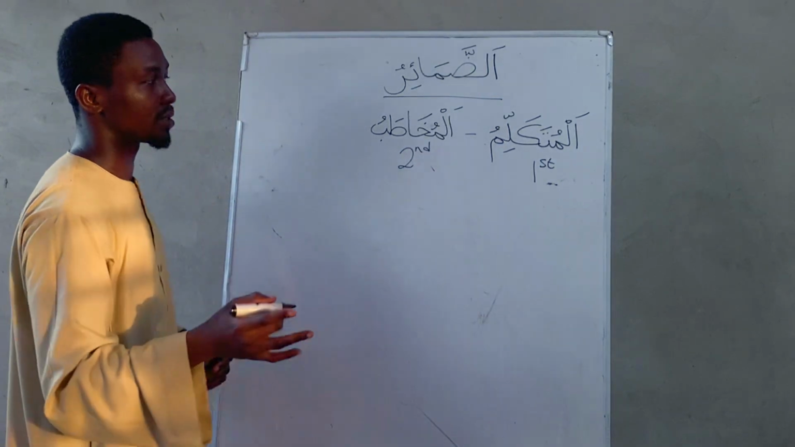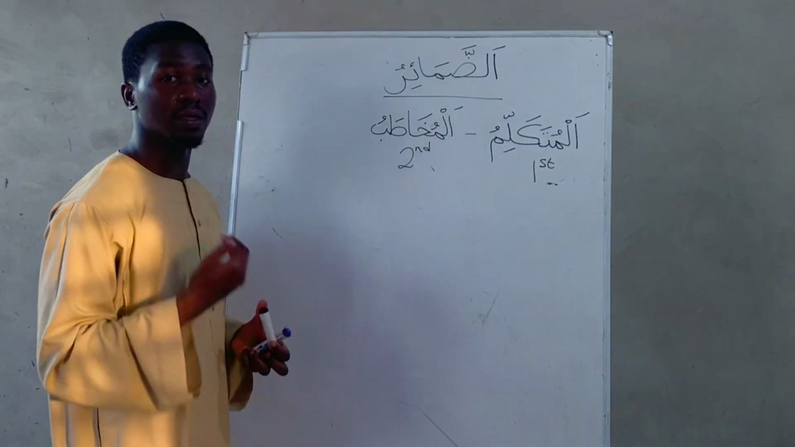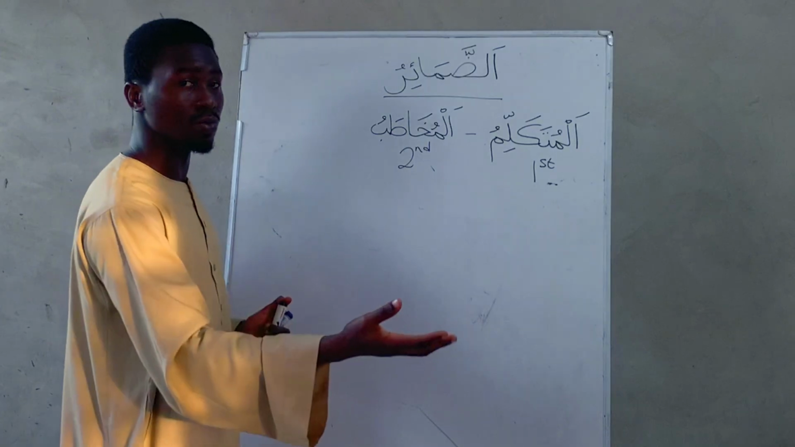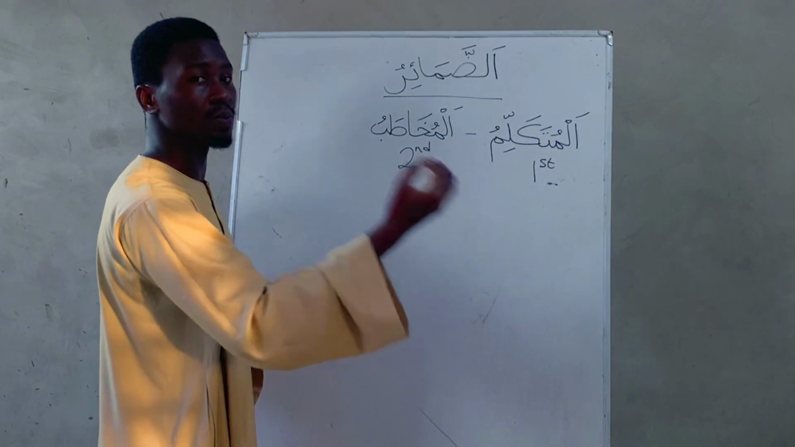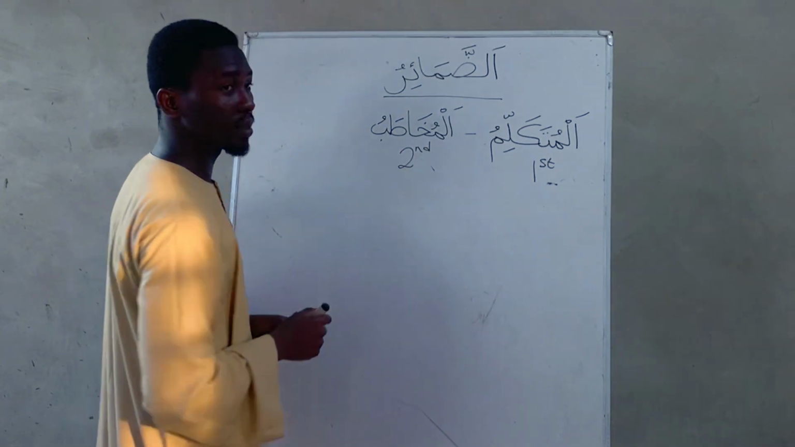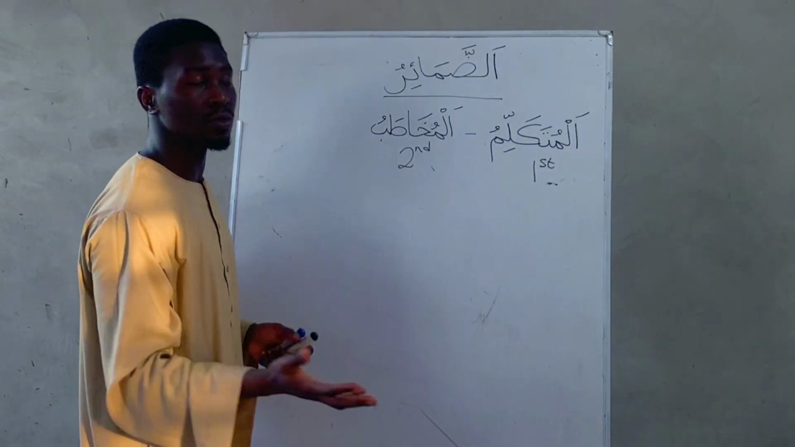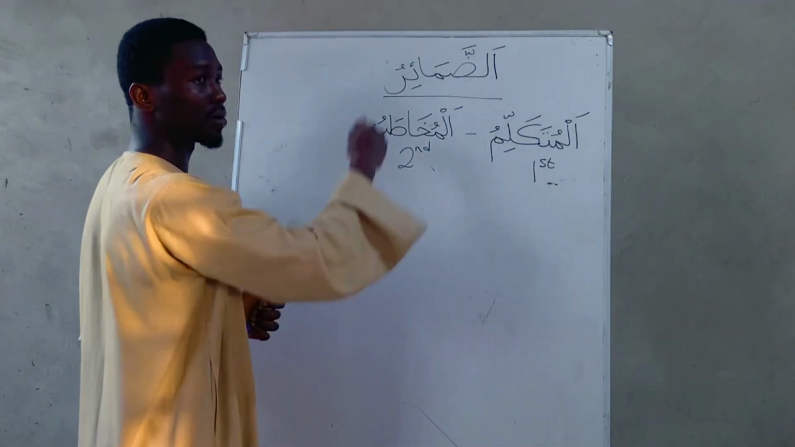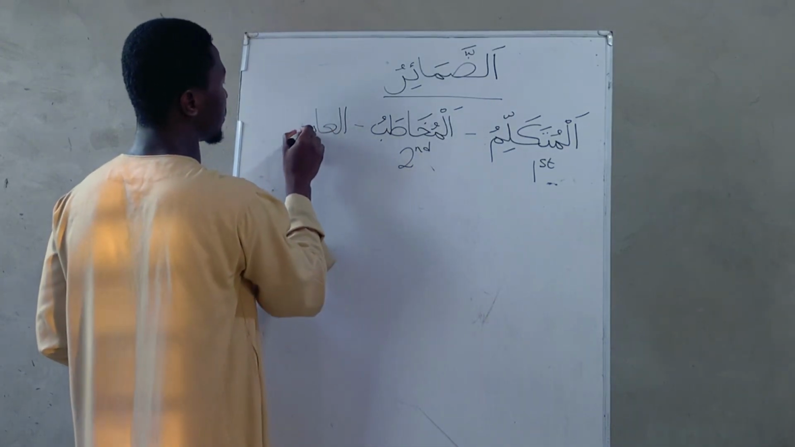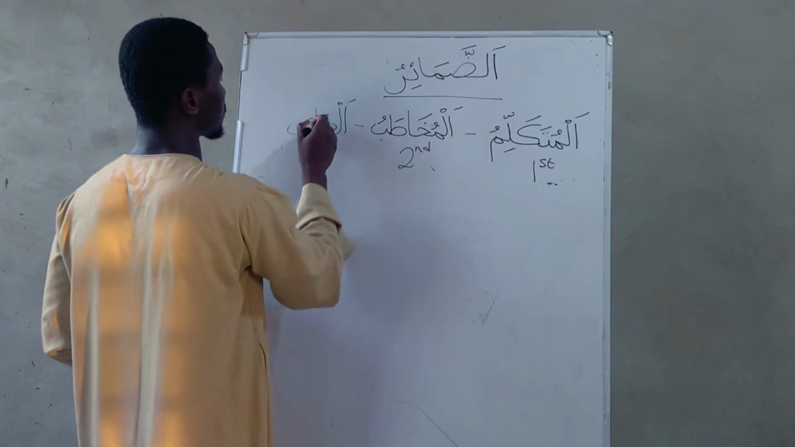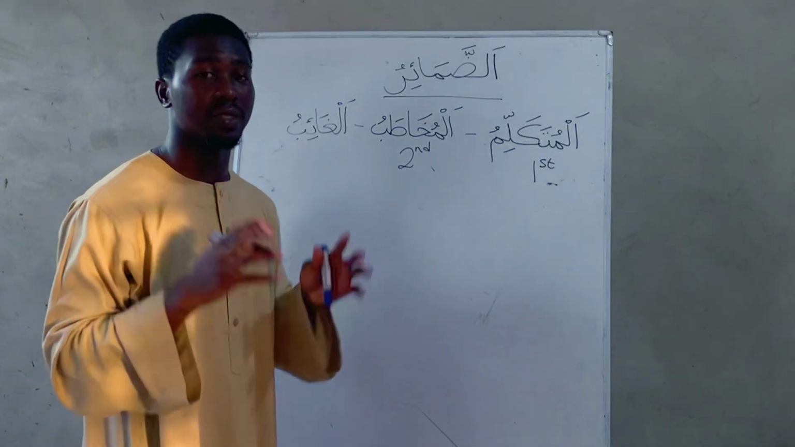Now we have the third person. First person is the person speaking, second person is the person addressed, the one being talked to, the listener. That's why we say al-mukhatab, someone who is spoken to. And then we have the third person, which is the person outside of the active conversation, and that is al-ghaib. Ghaib in Arabic means someone who is absent.